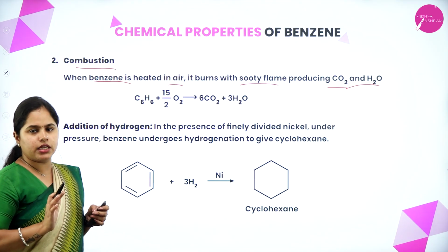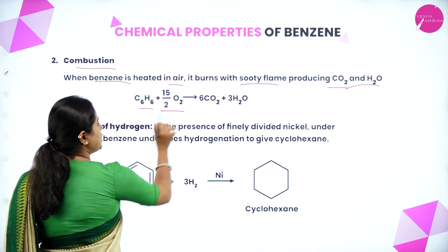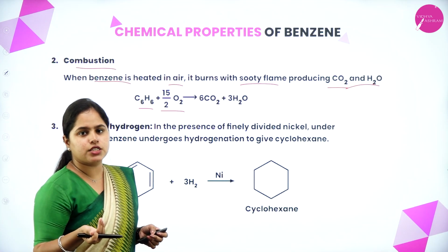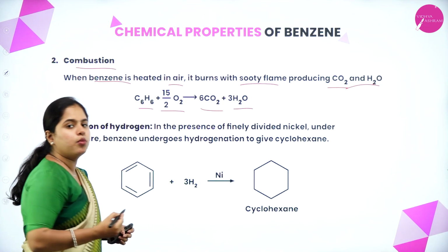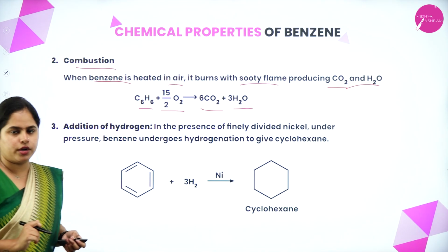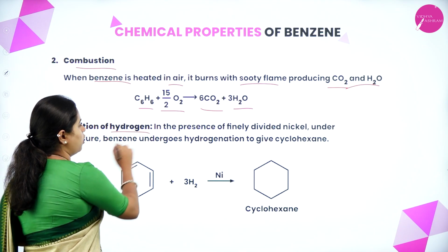This is the equation for the combustion of benzene. This is a balanced chemical equation. C6H6 is benzene, plus 15/2 O2. It burns in the presence of excess oxygen to form 6 carbon dioxide and 3 moles of water. I hope that is clear. So this is combustion. The next one is addition of hydrogen.